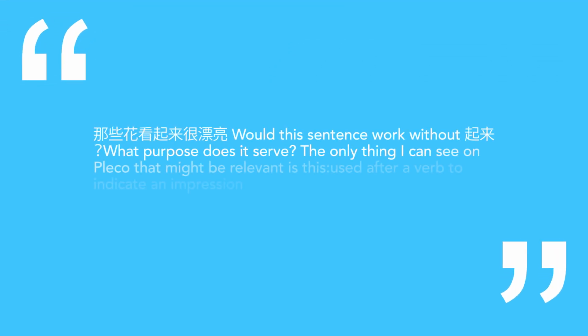Chris Lewis on 那些 in context. 那些花看起来很漂亮. Would this sentence work without 起来? What purpose does it serve? The only thing I can see in Pleco that might be relevant is this, used after a verb to indicate an impression. Well, no, it wouldn't work without the 起来, because 那些花看很漂亮.